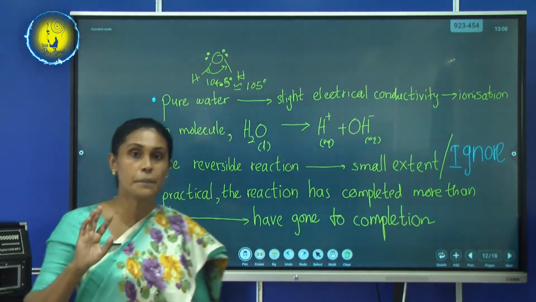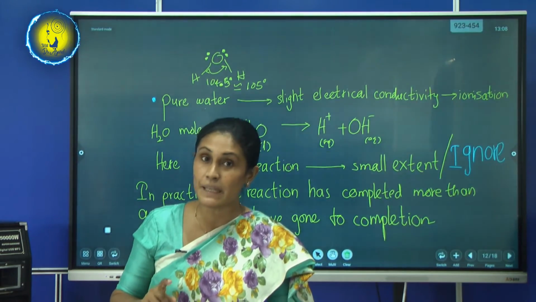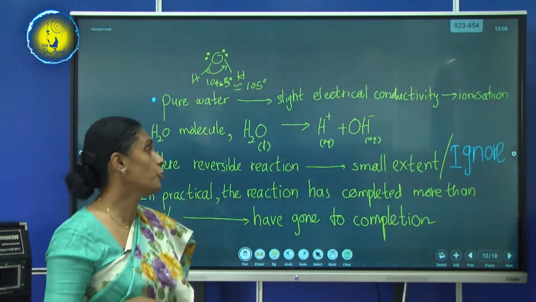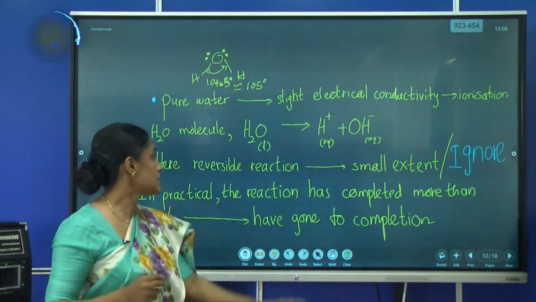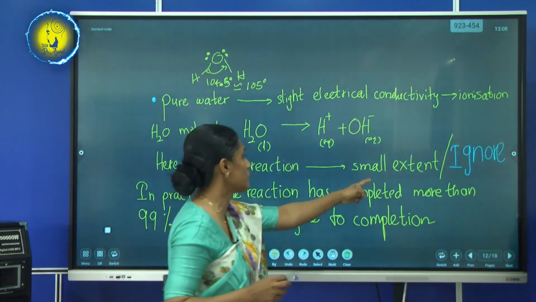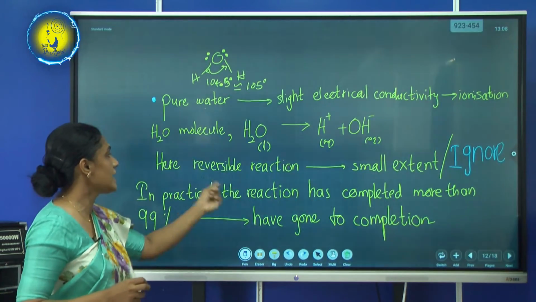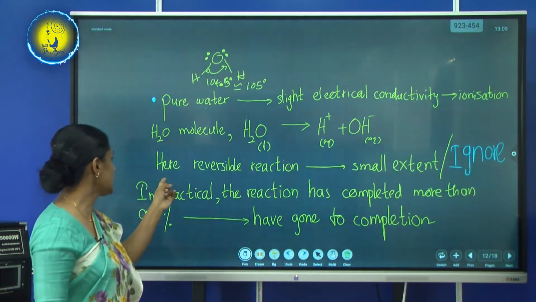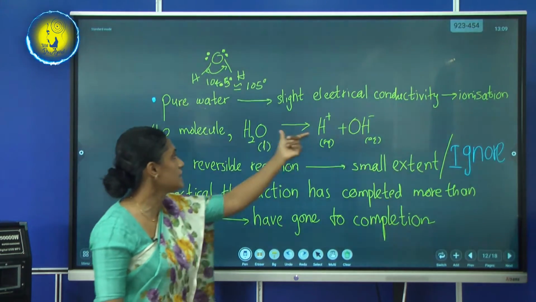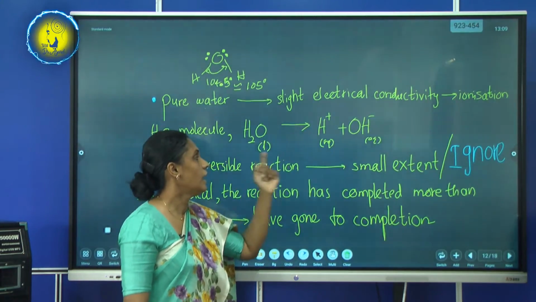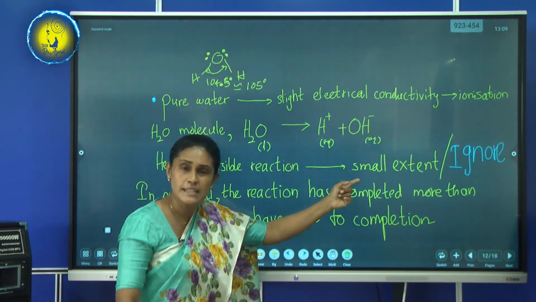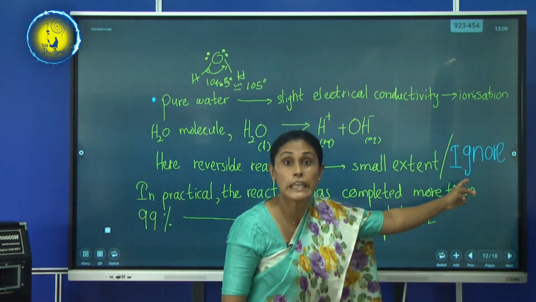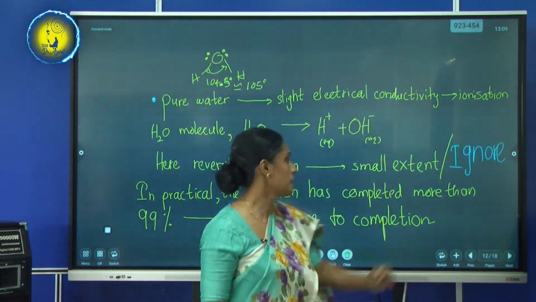In the previous example, I did not take water because it is not that important to show you, because we are ignoring it. Why? This ionization takes place to a small extent. See the center here, reversible reaction. This reversible reaction takes place to a small extent. Therefore we ignore that, right?